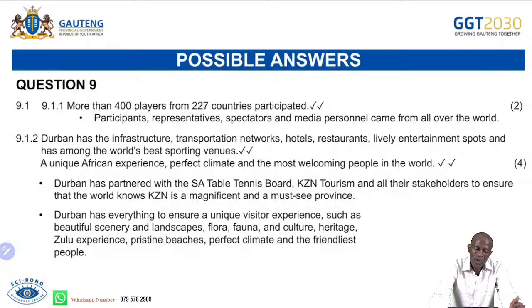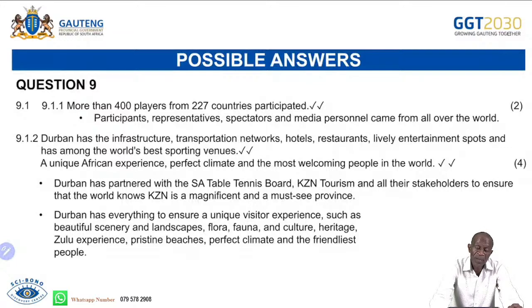Or one can say participants, representatives, spectators, and media personnel came from all over the world. So you can imagine 227 countries gathering in Durban. So it is indeed a world event, looking at the number of countries that participated and spectators from those countries.